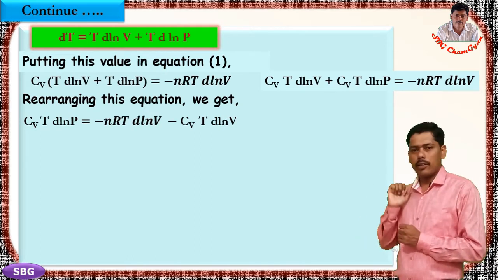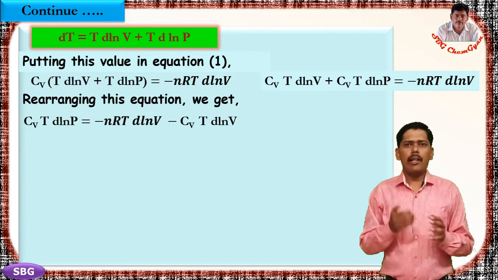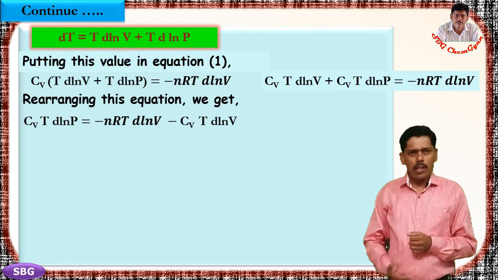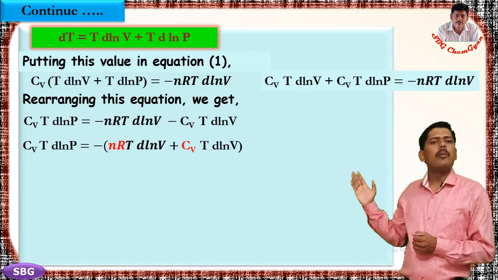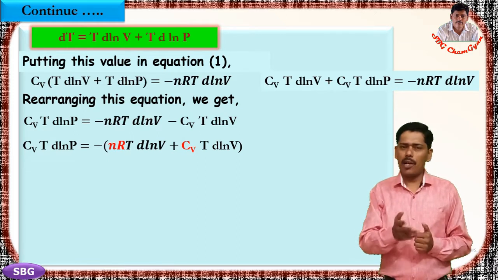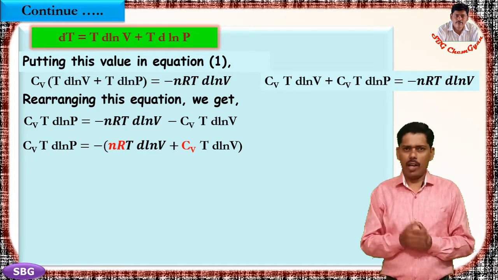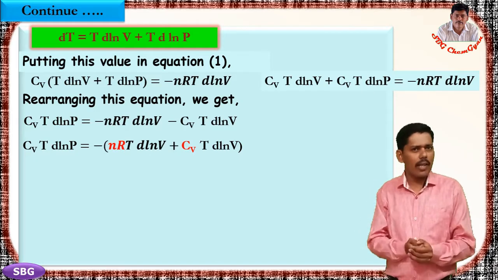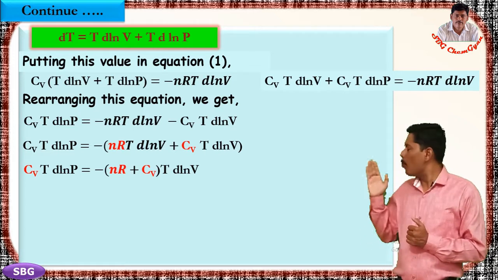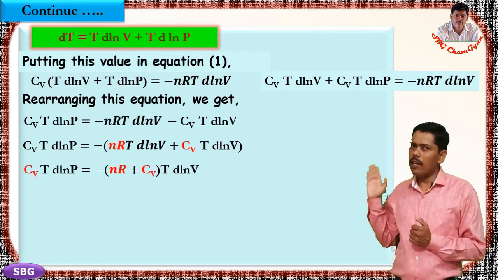We can see here, rearrange the right hand side and bring the negative sign outside the bracket. We get Cv T d ln P is equal to minus nRT d ln V plus Cv T d ln V. After rearranging this equation, we get Cv T d ln P is equal to minus in bracket nR plus Cv, T d ln V.